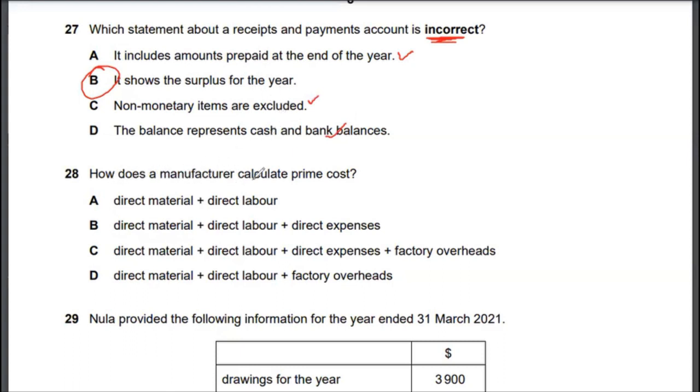How does a manufacturer calculate prime cost? Prime cost includes all the direct costs. So the correct answer to multiple choice 28 would be option B, direct material, direct labor, and any other direct expenses.